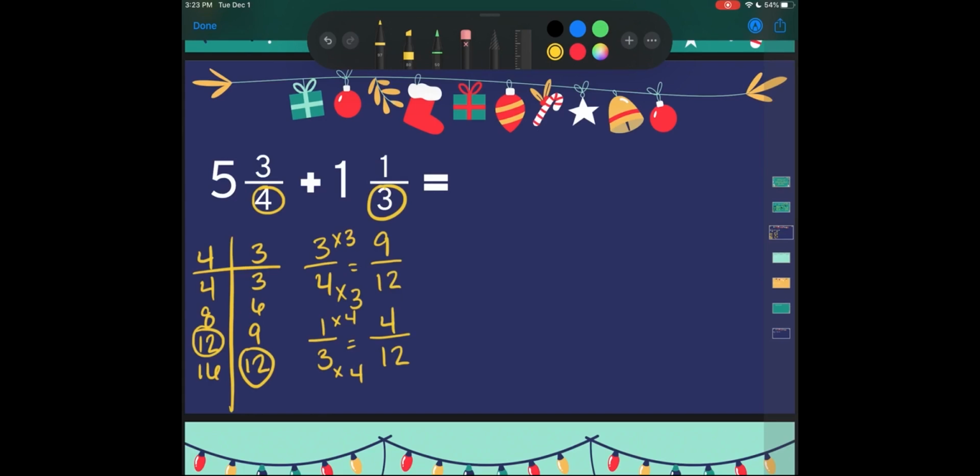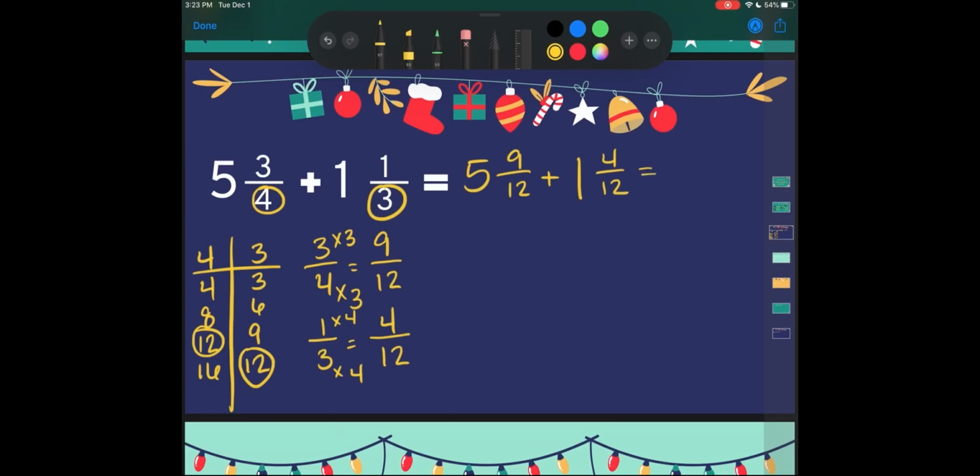And now that I've got my new equivalent fractions with the same denominator, it's going to take the spot of their old fraction. So instead of it being 5 3/4, it's now going to be 5 9/12. Plus, and instead of it being 1 1/3, it's going to be 1 4/12. And now I can add them.